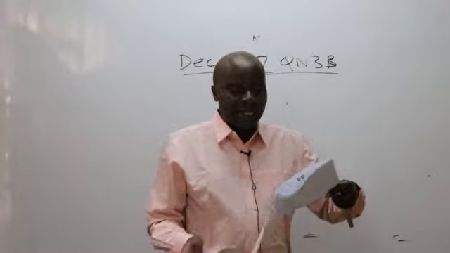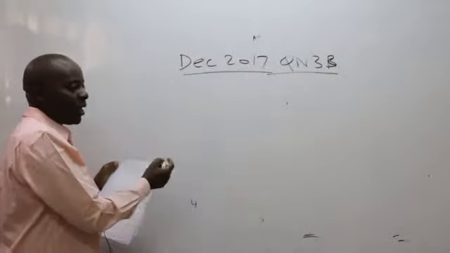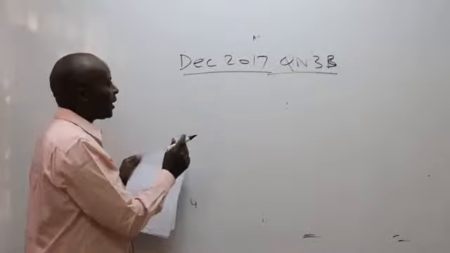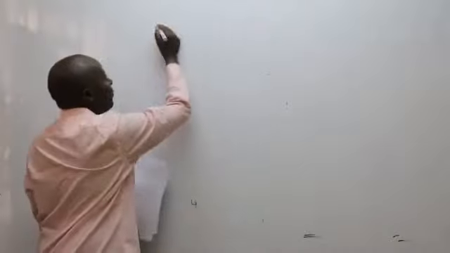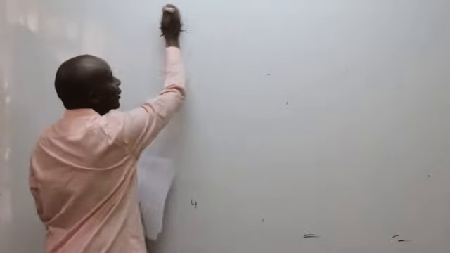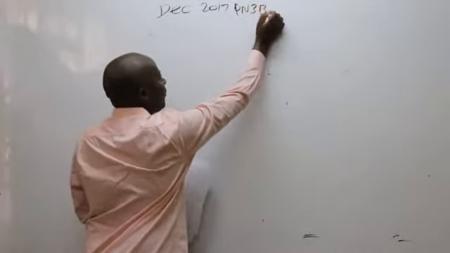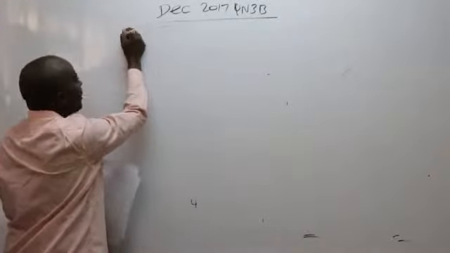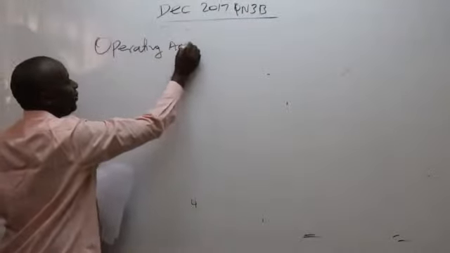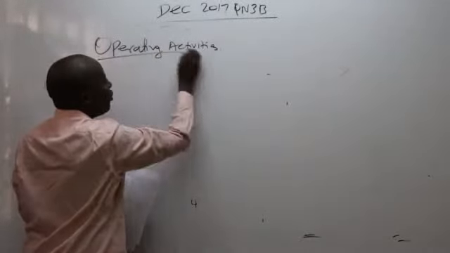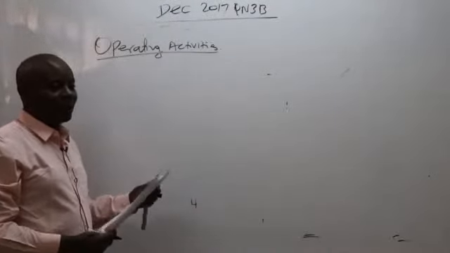Ladies and gentlemen, if it's a group cash flow statement, where do I start? I know I must start with operating activities. So we have our operating activities. Which other activities do we have in our group cash flow statement? Which other activity do we have, ladies and gentlemen?